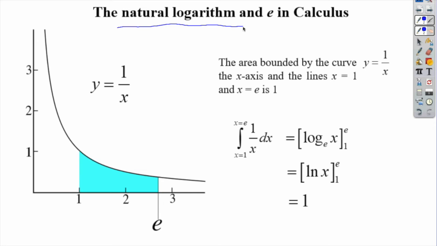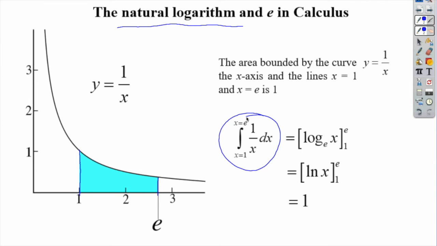So you see here the graph drawn, y equals 1 over x, and in this case we're wanting to find the area between x equals 1 and x equals e. If I say it in full, we normally say find the area bounded between the curve y equals 1 over x, the x-axis, and the lines x equals 1 and x equals e.